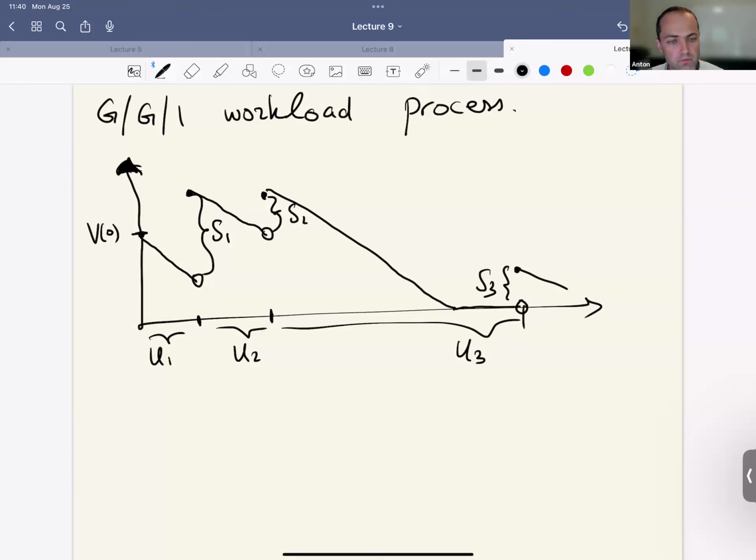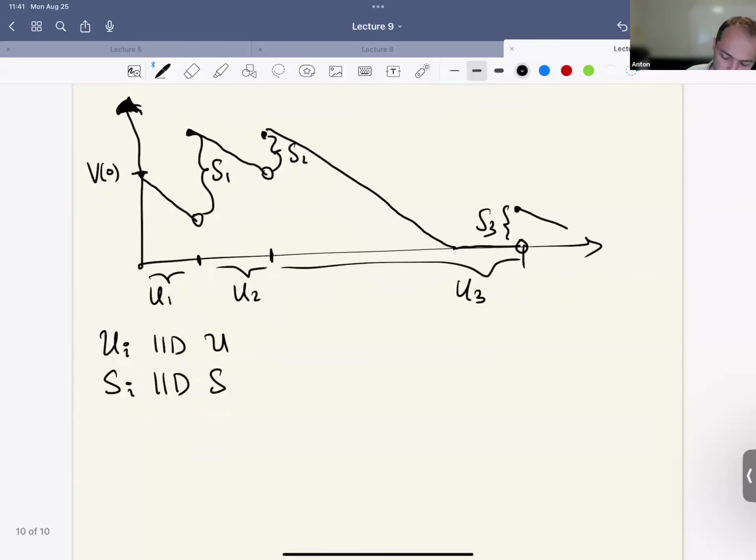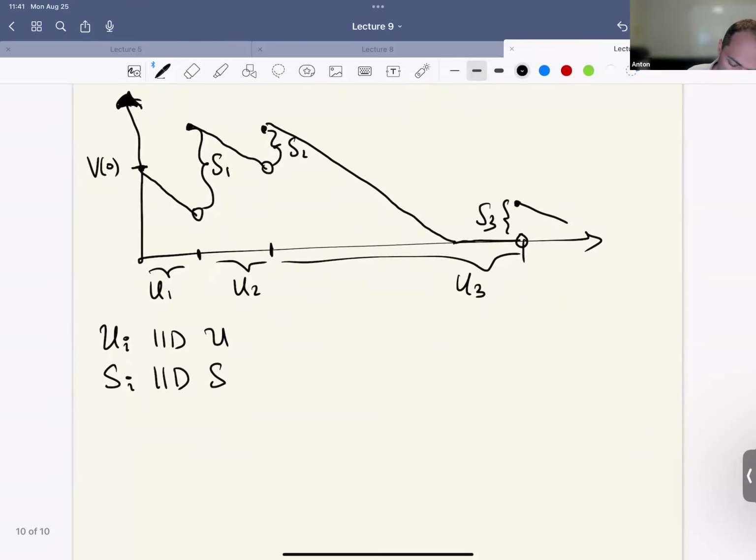Okay, so this is the workload process that I want to understand. So we have U_i, IID according to some distribution U. We have S_i, IID according to some distribution S. And we have V of t. This is the workload, or virtual waiting time, it's also called. Workload at time t greater than or equal to 0.